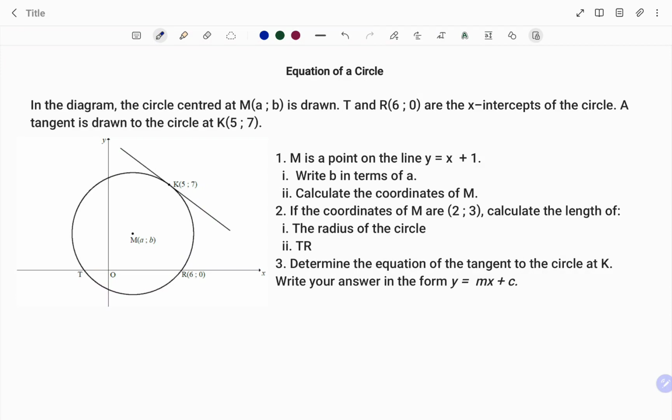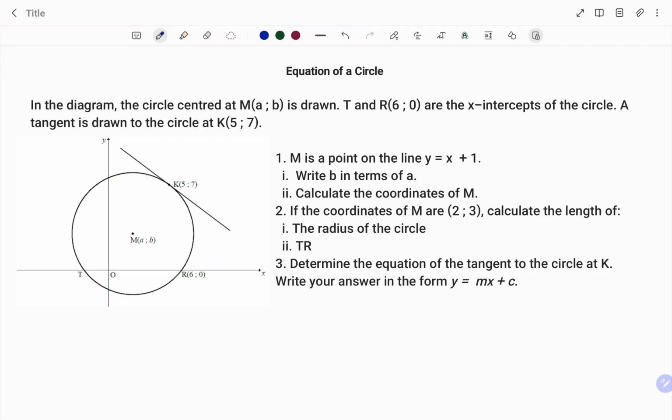In the diagram, the circle centered at M with coordinates (a, b) is drawn. T and R, having the coordinates of (6, 0), are the x-intercepts of the circle. A tangent is drawn to the circle at K with coordinates (5, 7). We are to: 1. If M is a point on the line y equals x plus 1, write b in terms of a and also calculate the coordinates of M.